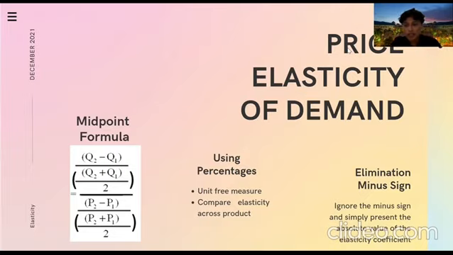The last one is eliminating the minus sign. As we all know, economists usually ignore the minus sign and simply present the absolute value of the elasticity coefficient to avoid any ambiguity that might otherwise arise. You can easily confuse people by saying that minus 4 is greater than minus 2. So, if we want to avoid that, we ignore the minus sign and say 4 is greater than 2. So, that's why we eliminate the minus sign.